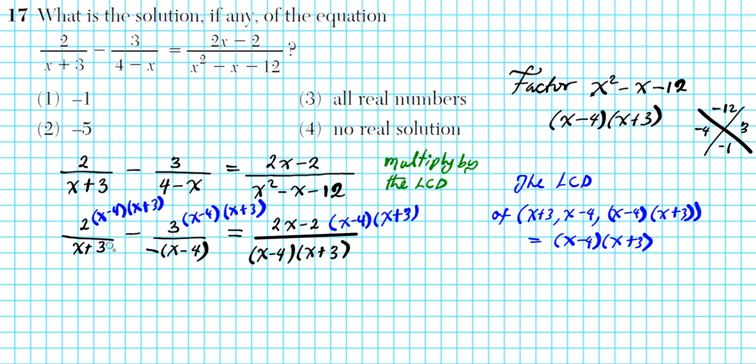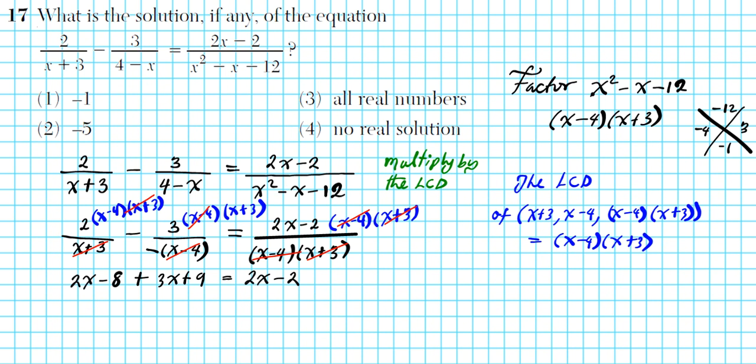Okay? Now, let's take a look at the first term. The x plus 3 is divided out. You can distribute that 2. You have 2x minus 8. All right, over here, the x minus 4 is divided out. We have minus divided by a minus. That becomes a plus. Distribute the 3. You have 3x plus 9, when this 3 is distributed to the x plus 3. Okay. On the right side, this x minus 4 divides that out. X plus 3 divides that out. And you're left with 2x minus 2.